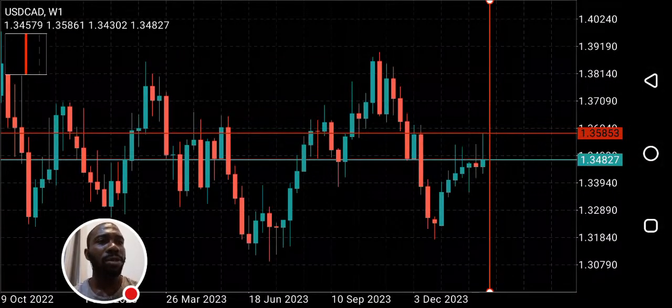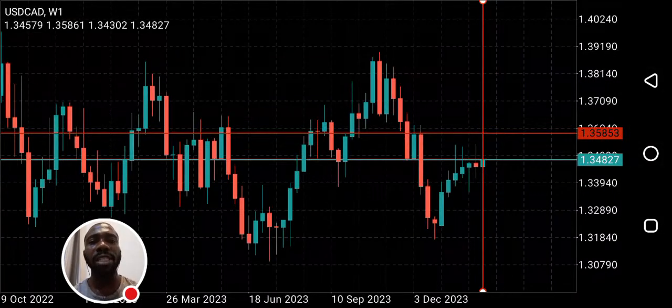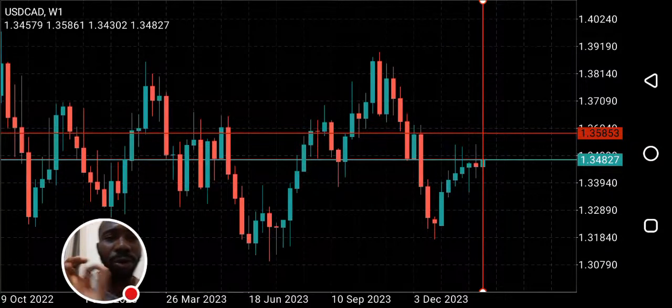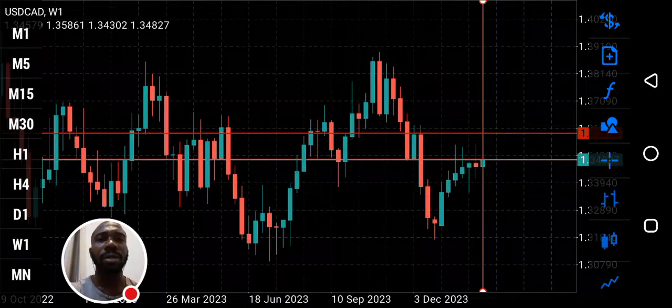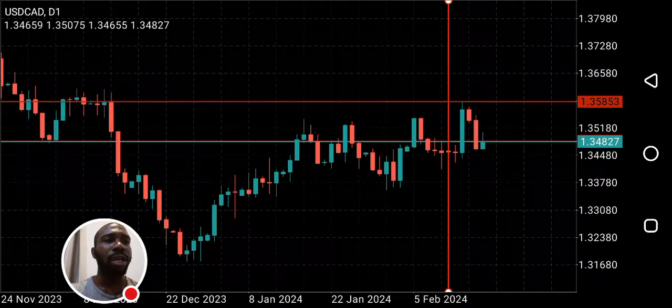After identifying the pattern on the weekly, we want to go down to the daily. On the daily, we want to ensure that the pattern we have is also a bearish reversal pattern. The daily time frame must align with the weekly time frame, so we're going there to identify a bearish reversal pattern. Let's go down to daily. So what do we have on the daily? You can see here this is a bearish reversal pattern.